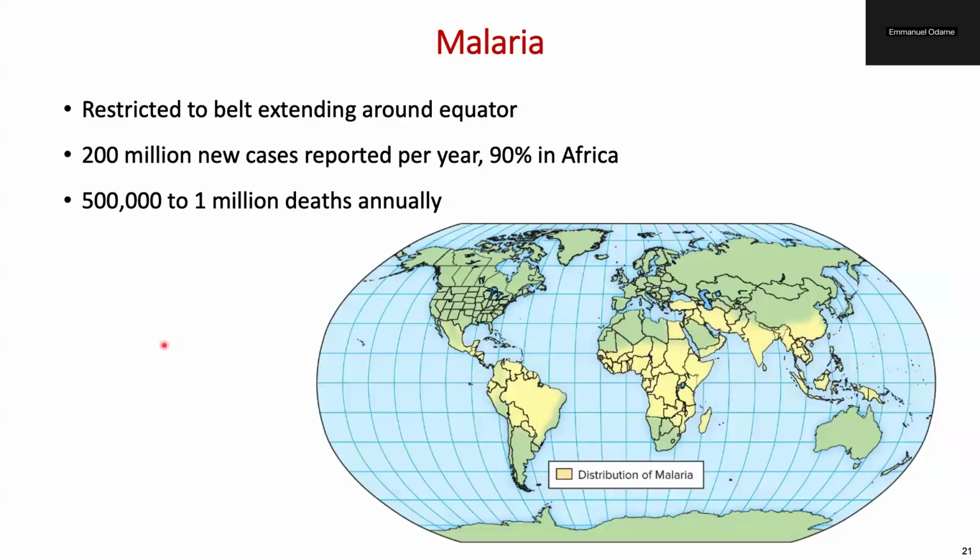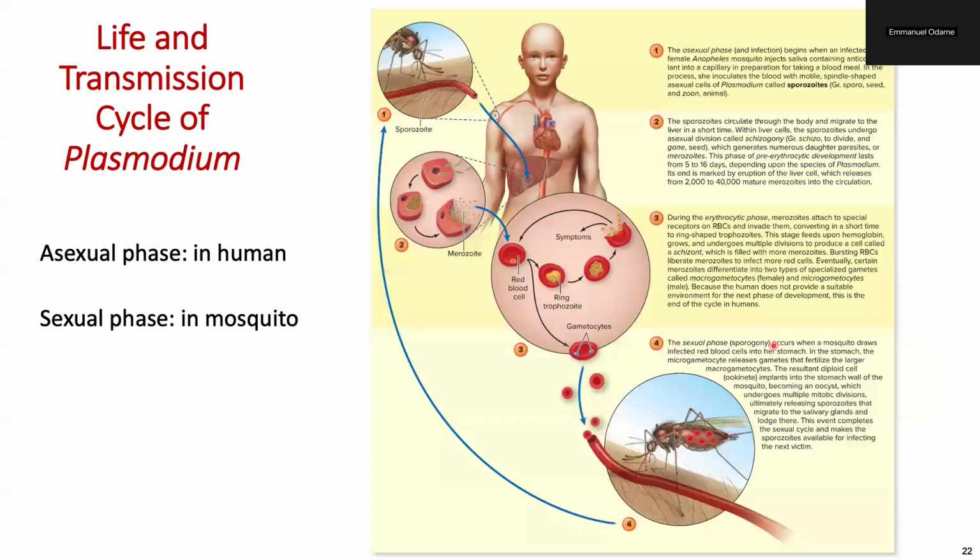It's restricted to a belt extending around the equator, so mostly around places which have the yellow coloring on the map. These are the places that mostly have malaria. There have been 200 million new cases reported per year, which is 90% more prevalent in Africa. You have about 500,000 to 1 million deaths annually if left untreated.